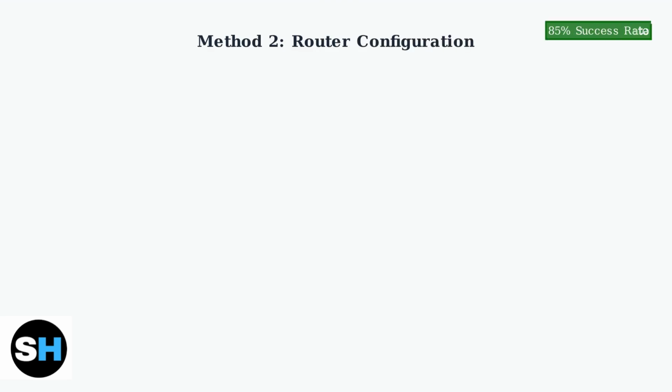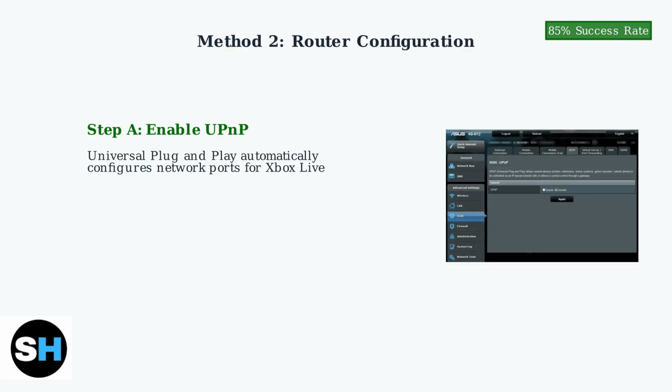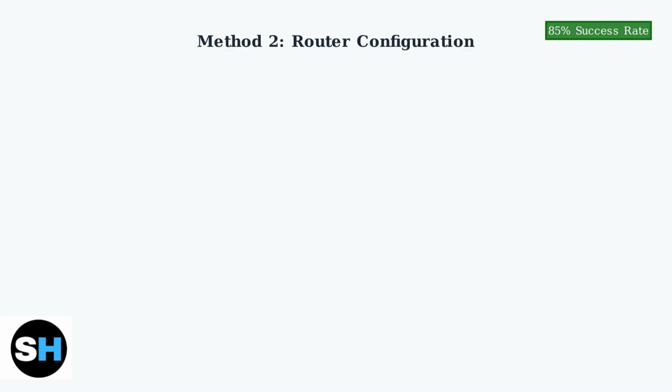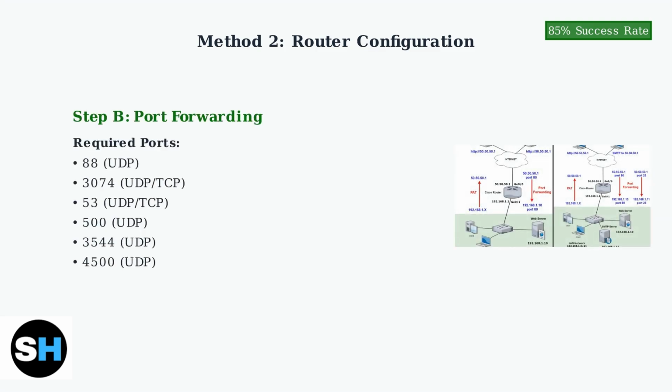Method 2 involves configuring your router settings. This has the highest success rate at 85% and requires two main steps. First, enable UPnP in your router settings. UPnP allows your Xbox to automatically configure the necessary network ports. Second, configure port forwarding for specific Xbox Live ports. Forward these UDP and TCP ports: 88, 3074, 53, 500, 3544, and 4500.